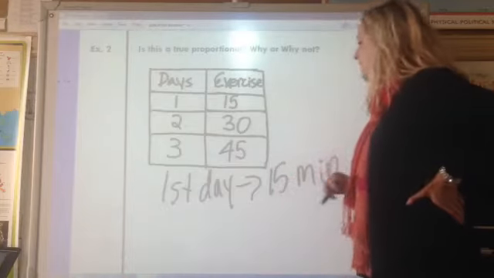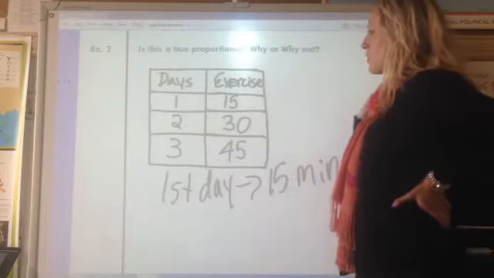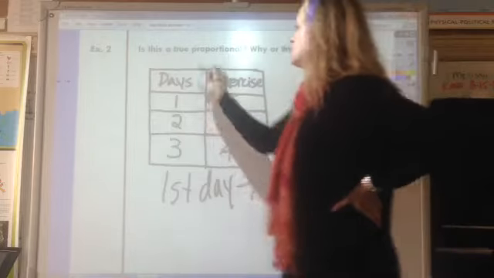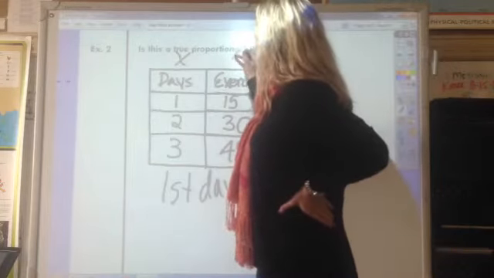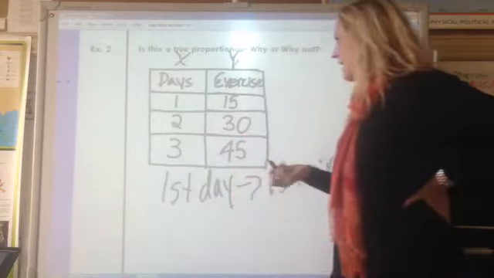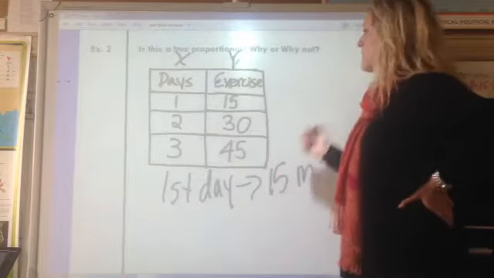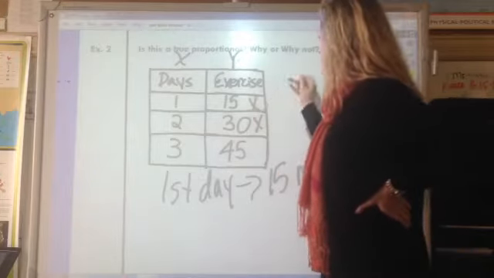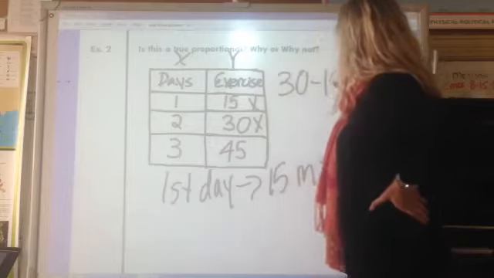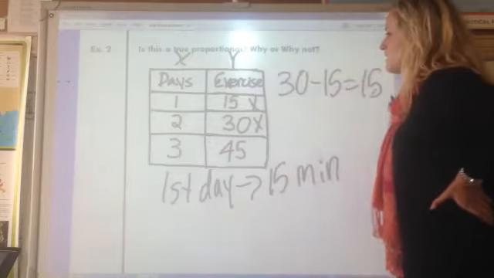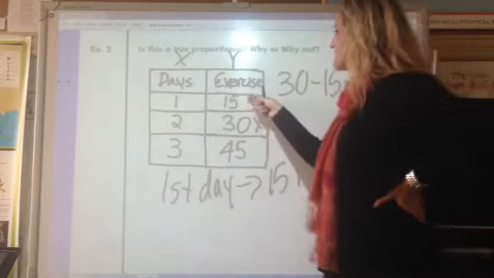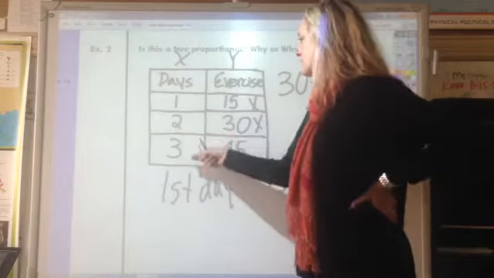Again, I want to figure out, is this relationship proportional? Well, I want to find the slope. Days will represent my x value, and exercise will be my y value. Let's go ahead and find the difference between 30 and 15. If I have 30 minus 15, that's going to leave me with 15. So I'm trying to figure out, do her minutes increase by 15 every single day?